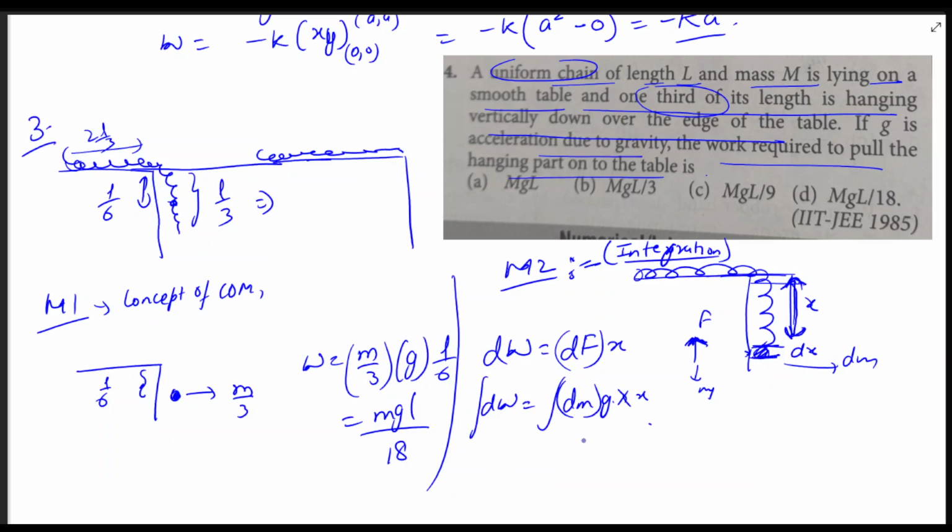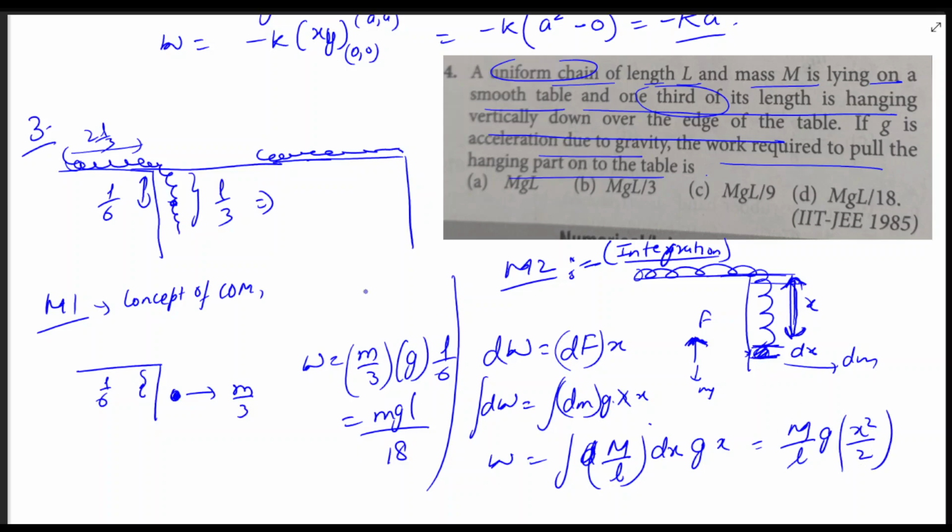Perfect. Now we'll integrate. So the work done will be the integration of dm. How can we write dm? It will be m by the whole length L into dx. Now the dx will come, so we will write it as m by L g, and x dx will give x square by 2.